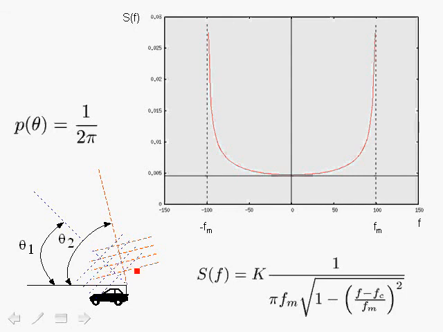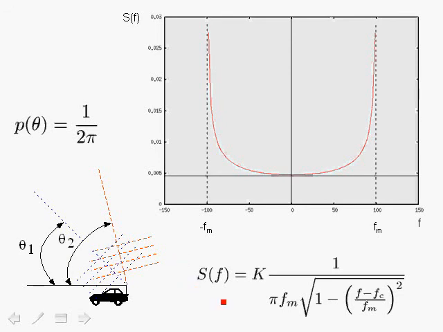Now we can assume that the probability density function for the arrival of the angles is uniform. That is, there's equal probability for the signals to arrive from any angle between 0 and 360 degrees. If we assume a uniform probability density function, then of course p of theta becomes equal to 1 over 2 pi. This is a pretty good assumption in a dense urban environment where the actual antenna does not have line of sight with the base station and receives signals from many different angles.